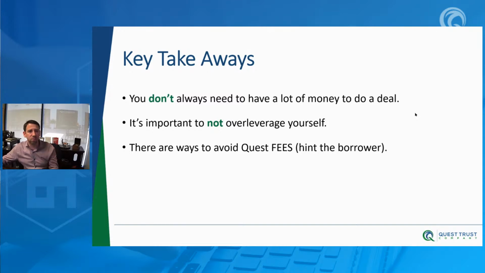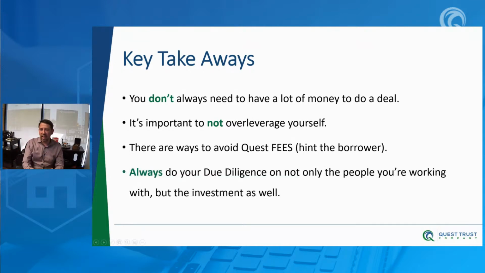There are great ways to avoid the quest fees. Hint: the borrower. The borrower could cover all of these types of things. And we can't stress it enough on a second lien position: if you're going to do that, make sure you have all the due diligence necessary to make sure you are safe as the lender.